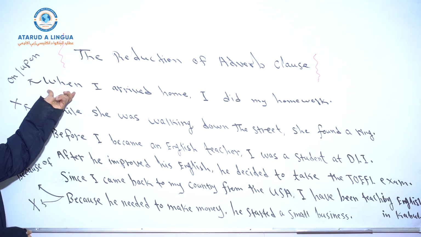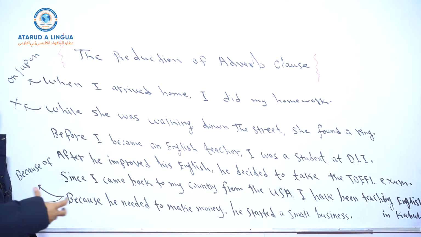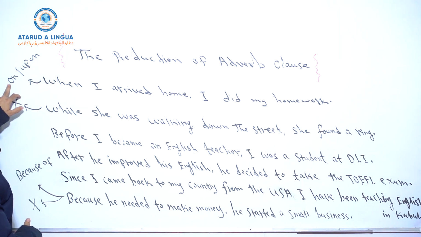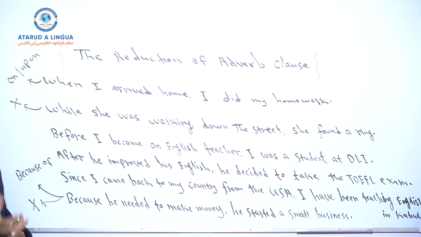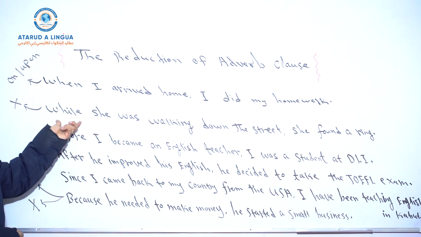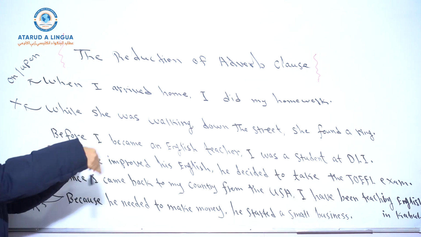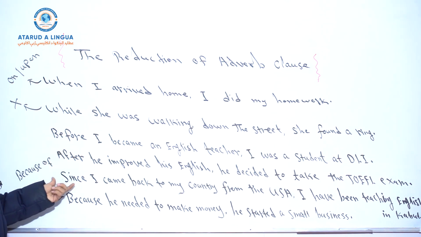If the conjunction when is used in your adverb clause and you want to change that adverb clause to a phrase, then you use on or upon. So upon would be more formal, and on would be somehow just used in normal spoken English. While it's possible to even remove the conjunction while when you want to change your adverb clause of time to a phrase. Before, after, since, possible with these conjunctions.